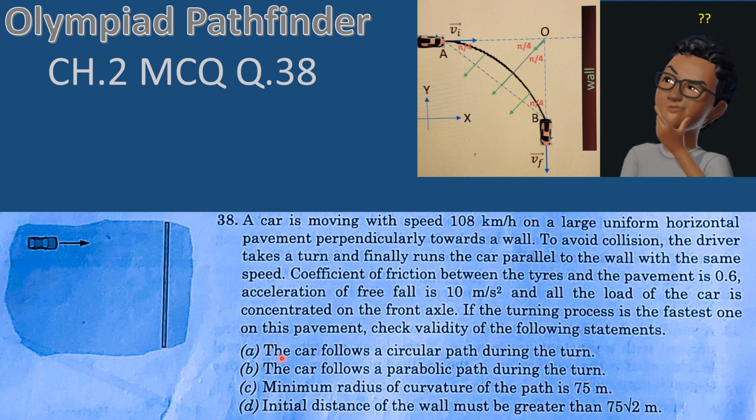What are those statements? A: The car follows a circular path during the turn. B: The car follows a parabolic path during the turn. C: Minimum radius of curvature of the path is 75 meter. D: Initial distance from the wall must be greater than 75 root 2 meter. So we will solve this question and see which options are correct.